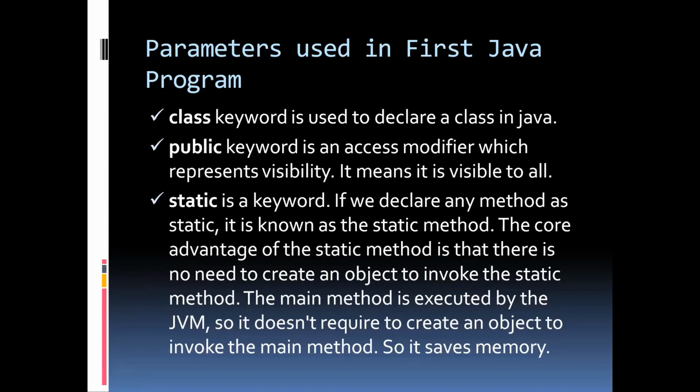When it comes to the static keyword, you can make a method static by using the keyword static. We should call the main method without creating an object. Static methods are methods which are invoked without creating objects. So we do not need any object to call the main method.